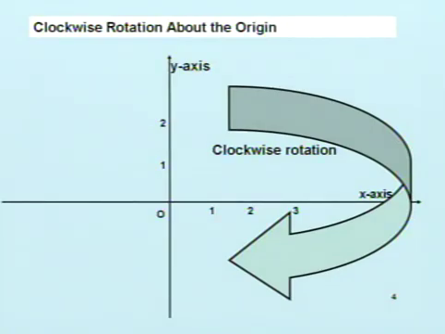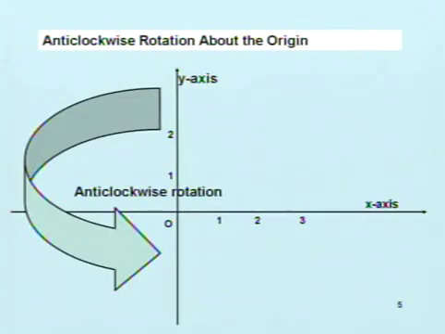Clockwise rotation about the origin. Clockwise rotation is rotation following the movement of the hands of the clock. And so the arrow is indicating rotation in a clockwise manner. Similarly, anti-clockwise rotation about the origin will go the opposite way of the movement of the clock hand. And so the arrow is indicating how the movement is done on the coordinate plane.